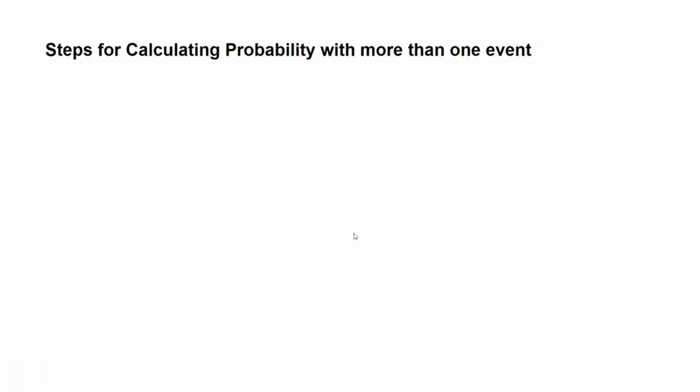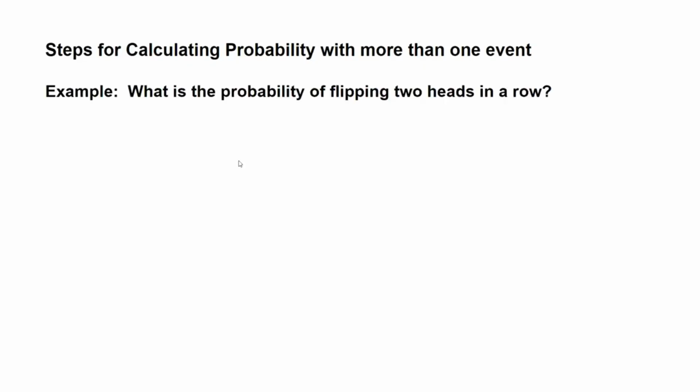Steps for calculating the probability with more than one event. I've already talked about this, but we're going to go through this step by step now with an example. What is the probability of flipping a coin and getting two heads in a row?